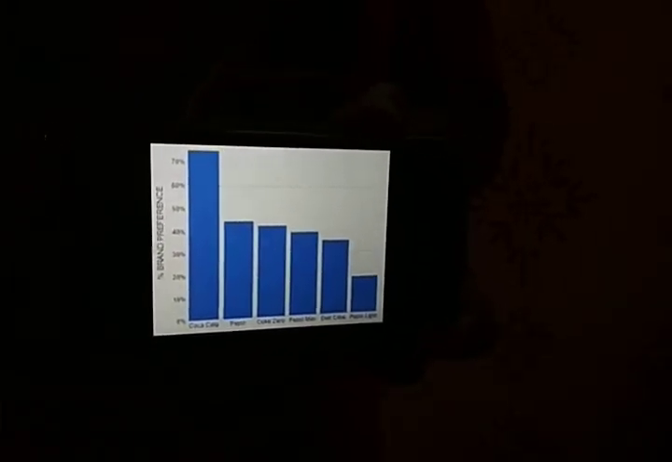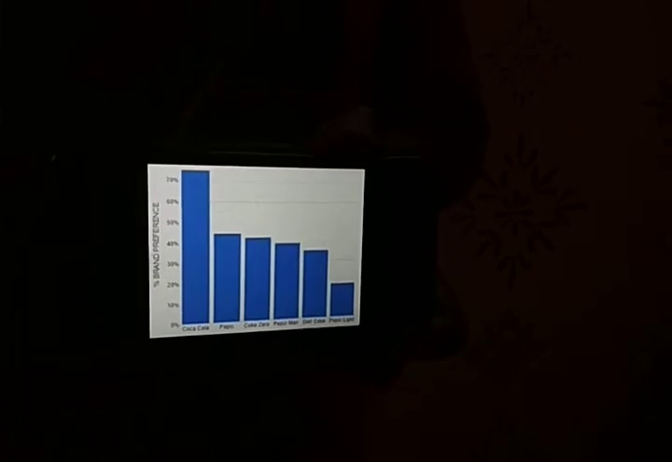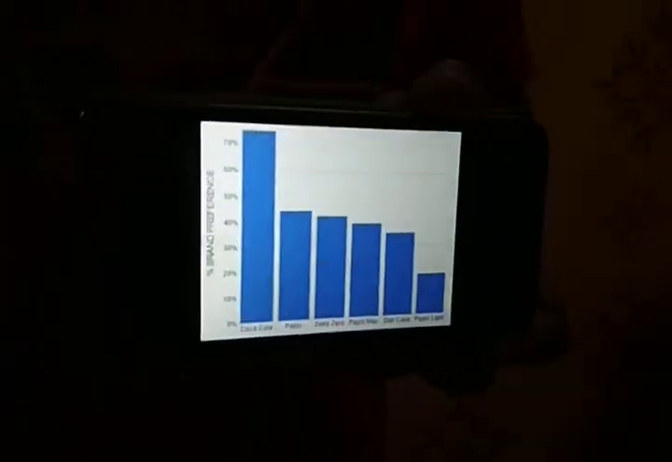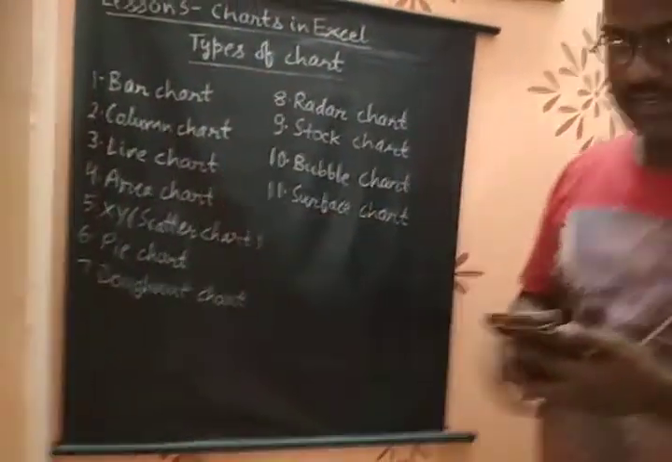So in column chart there are vertical bars. Here are vertical bars, categories at the x-axis and values at the y-axis. So it is used to show different trends of data over a time. It is the default type of chart in MS Excel. नेक्स्ट इज अवर लाइन चार्ट.